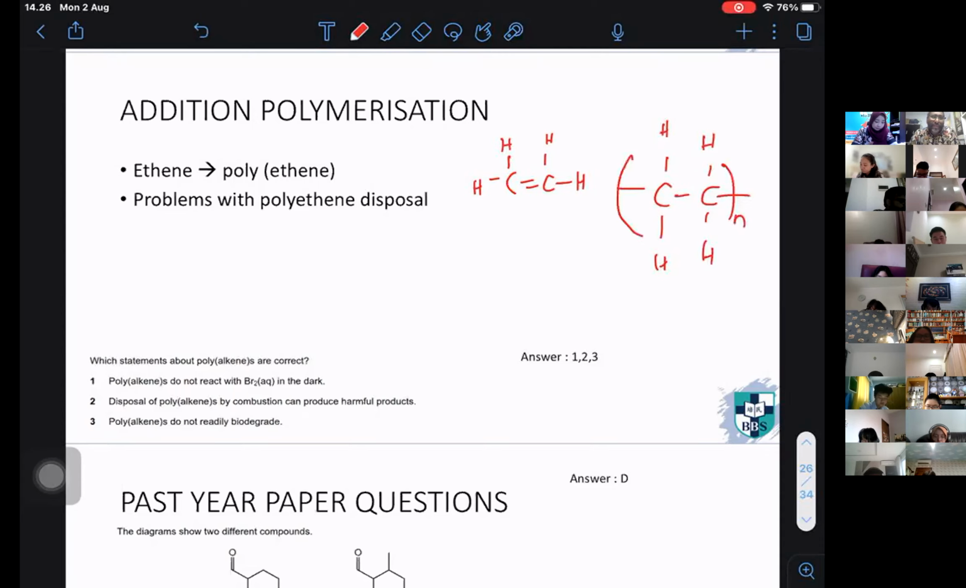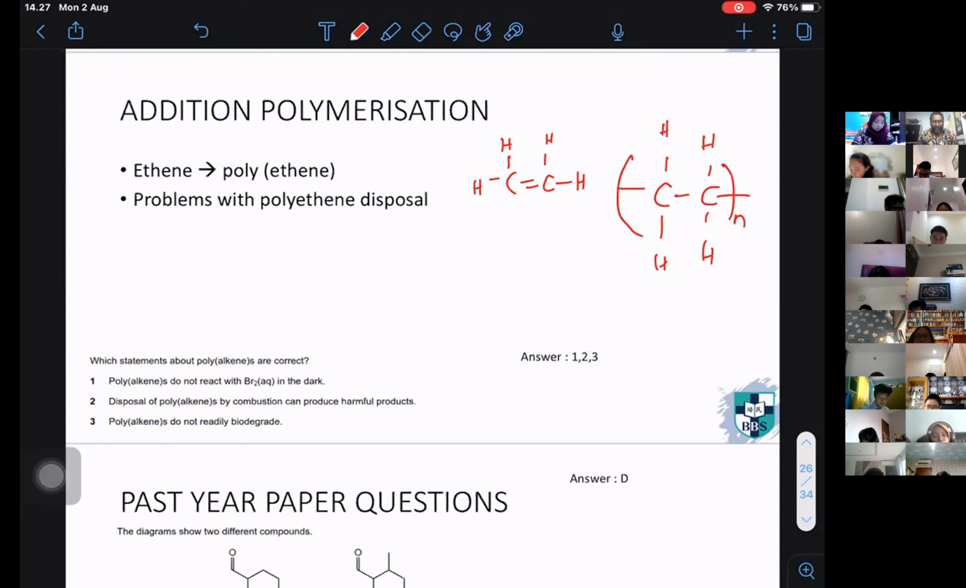What is important for this is you need to know about the problems for addition polymers. The problem is you are going to have a saturated bond over there. There is no double bond. And once you do that, they are going to become unreactive. They do not react. So it's going to be difficult to biodegrade, difficult to dispose. They are going to cause a lot of pollution.